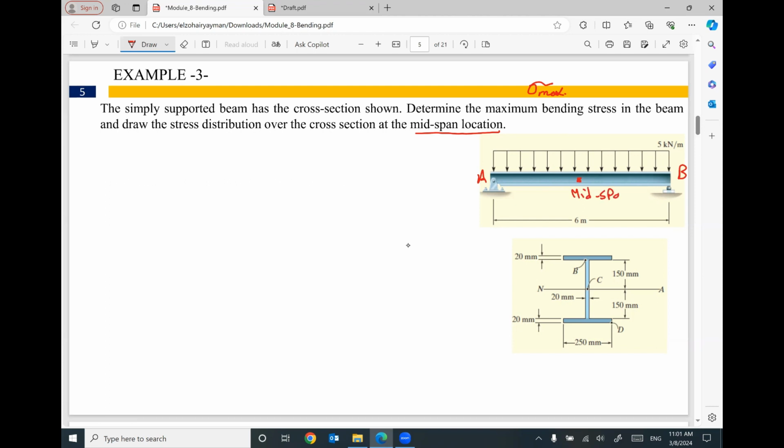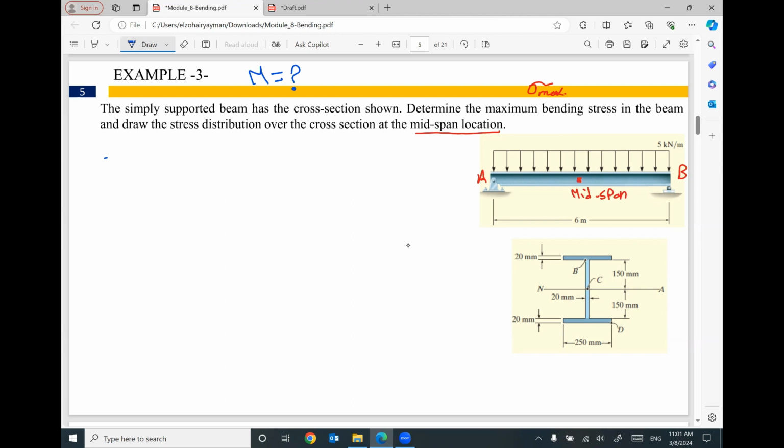Mid-span. So we have two issues here. The first issue, what is the value of the moment? Do you know? So I have to start with the first part. What is the value of the moment at the mid-span?